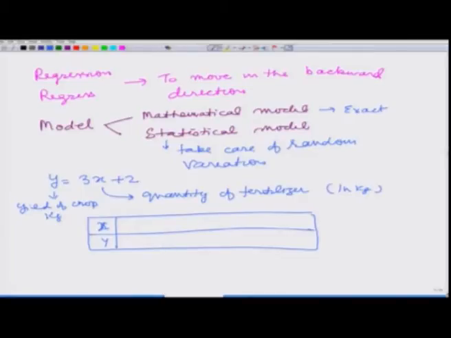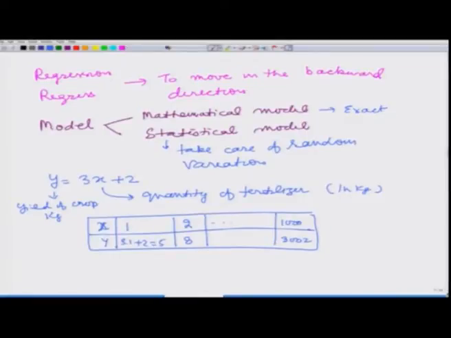If I put x = 1, I get y = 3 × 1 + 2, which is 5. Similarly, if I put x = 2, I get y = 8, and so on. And if I put x = 1000, then I get y = 3002.